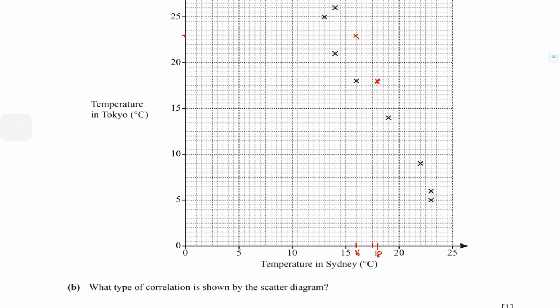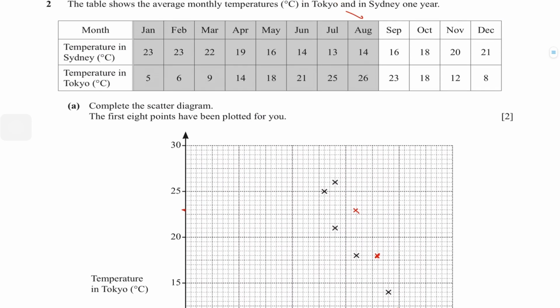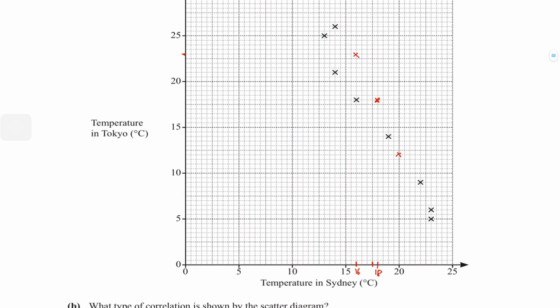20 and 12. So that's got to be here. And then finally 21 and 8. So 21's got to be here, and then 8 is going to be 1 block above 7.5. So that's going to be here.